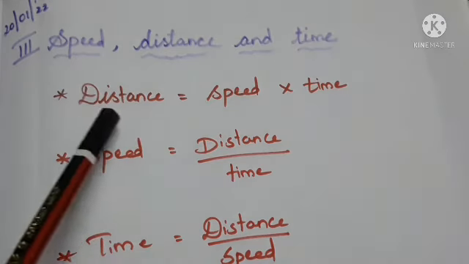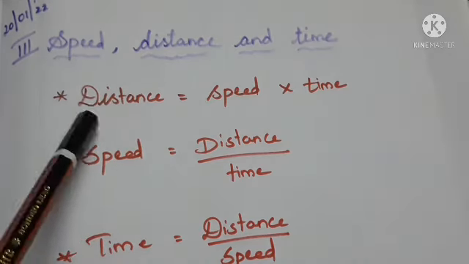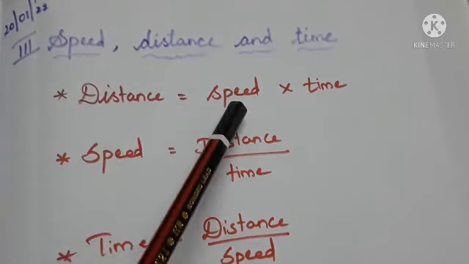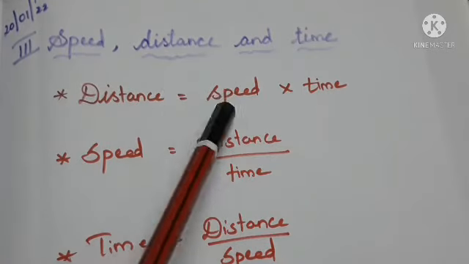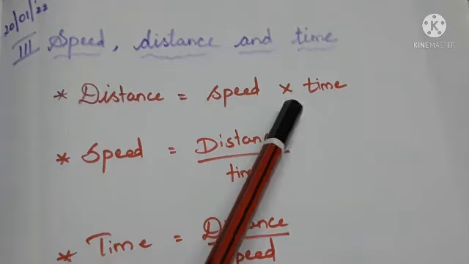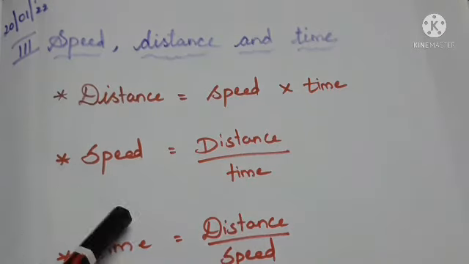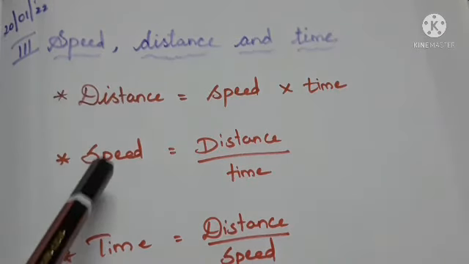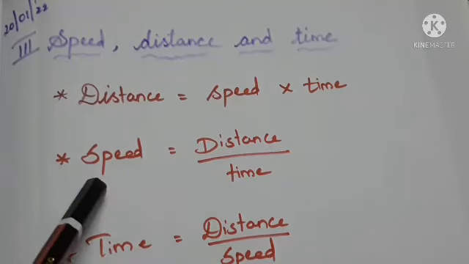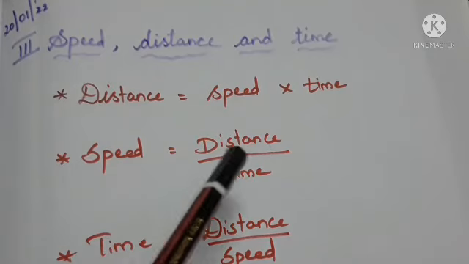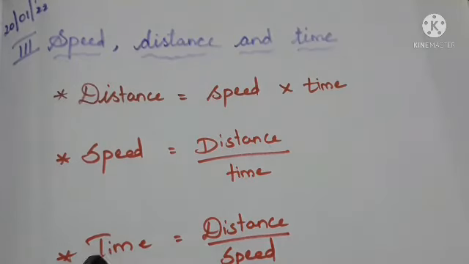Once again we can see the formulas. Distance is equal to speed multiplied by time. If you want to calculate the speed, we have the formula speed is equal to distance divided by time. Then if you want to calculate the time, you have to divide the distance by speed.